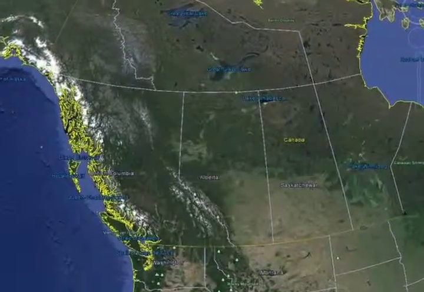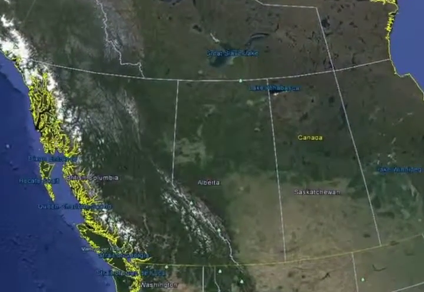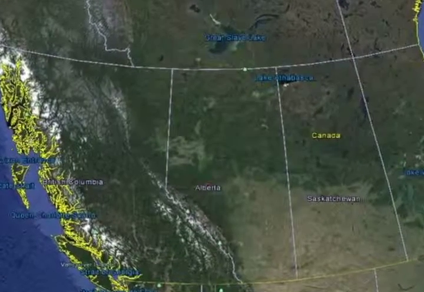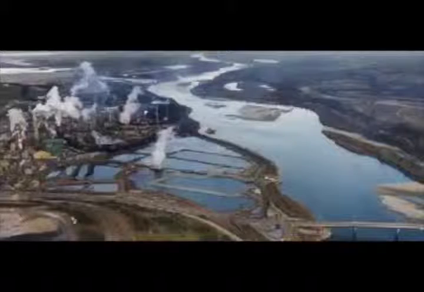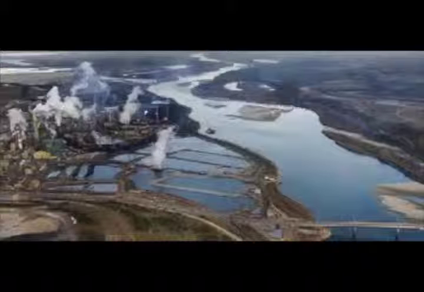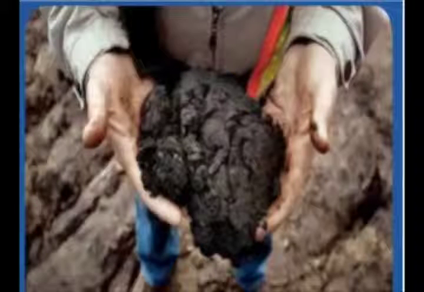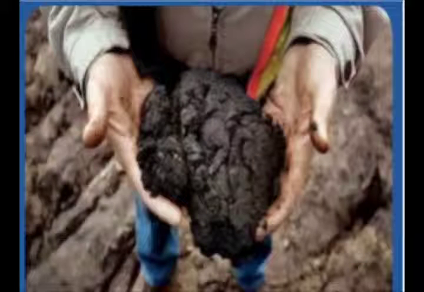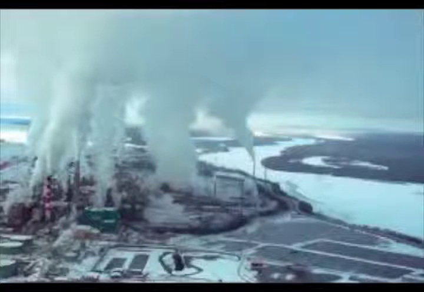In Alberta, Canada, tar sand extraction is an escalating environmental concern due to the negative transformation of the environment and local ecosystems. Tar sands are a mixture of sand, water, and hydrocarbons called bitumen, which is eventually converted to oil through industrial processing. A complex and energy-intensive process is used to extract the bitumen.